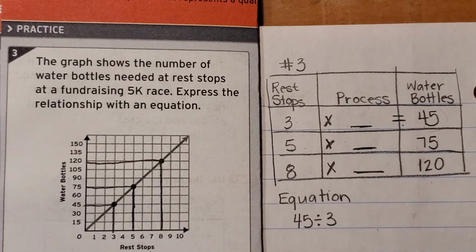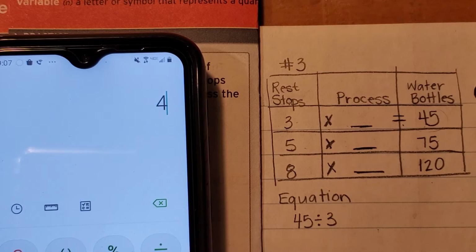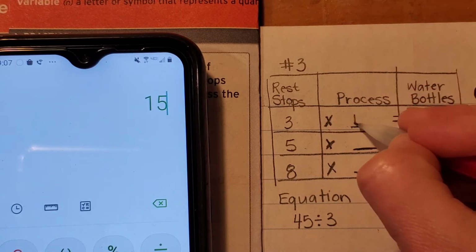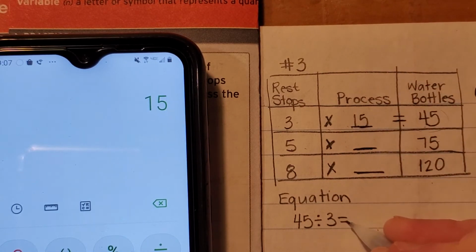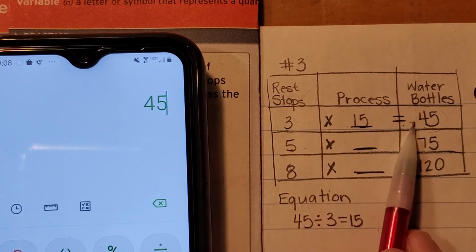Let's plug that into your calculator. So you can see 45 divided by 3 equals 15 is what I got. Did you get the same? So I'm going to double check that with multiplication to see if I still end up with 45. So 3 times 15 equals 45. My table is correct so far.